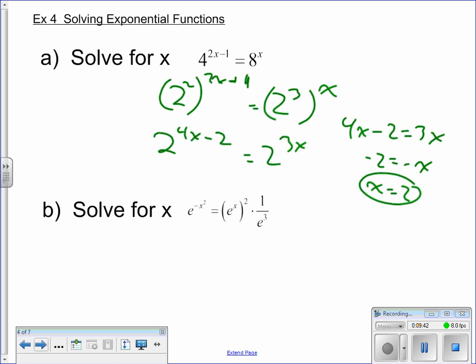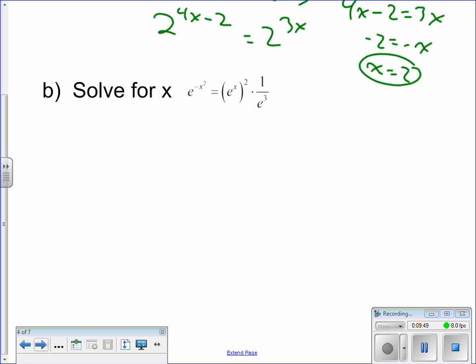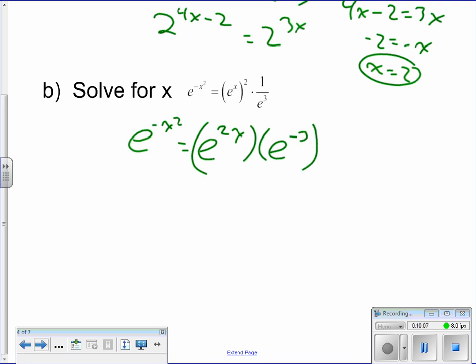Second problem, solve for b. This is another one where you're using the rules of exponents. So what I want to do is, this side's fine, the side on the left, e to the negative x squared. The other side, I want to combine them up as best I can. I'll do it in a couple of steps. First, that's e to the 2x times e to the negative 3.